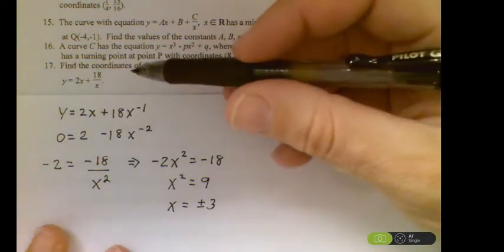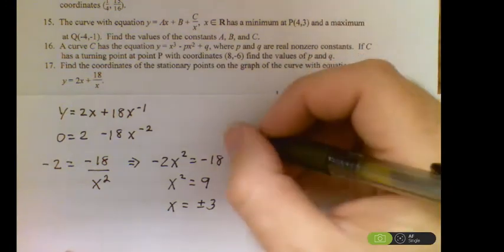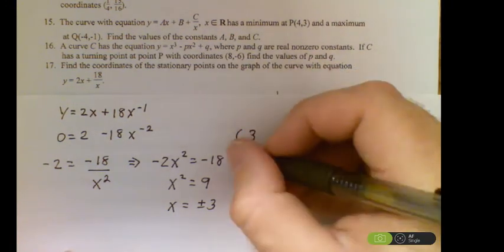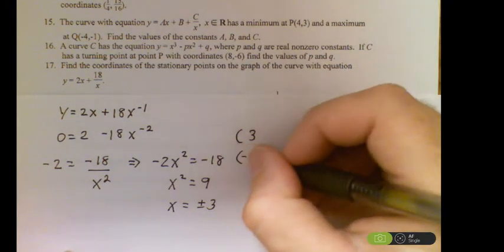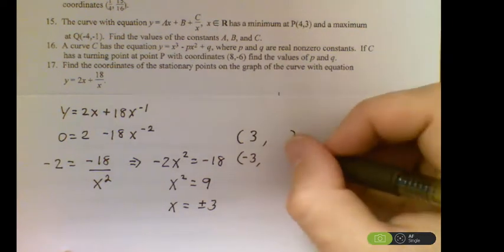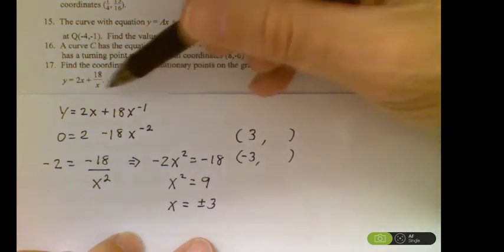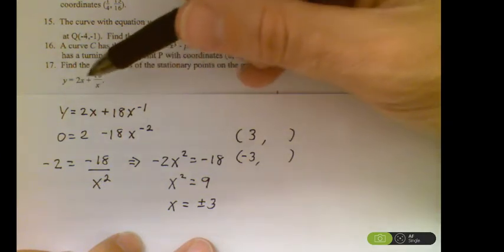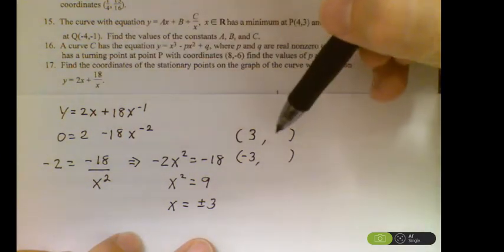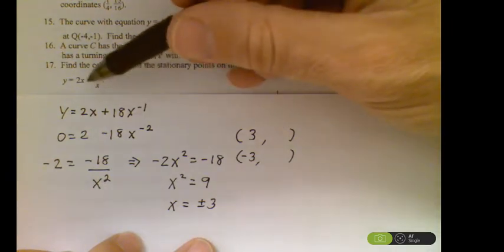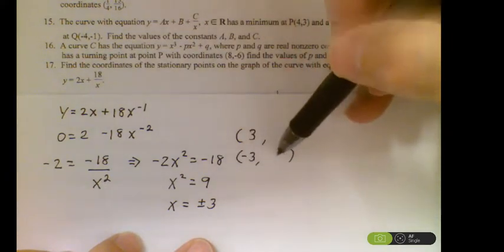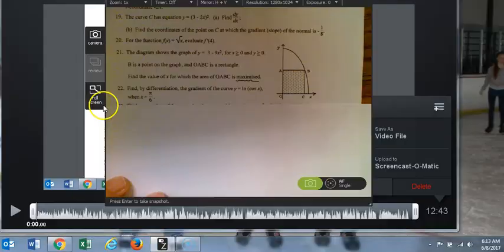This one says find the coordinates, so they are looking for ordered pairs. So one is going to be with a positive 3, the other is with the negative 3. So in this case, remember the y values always come from the original function. So if you plug in a positive 3, you can get the y value for him. If you plug in a negative 3, you can get the y value for him. And that's where that one would end.